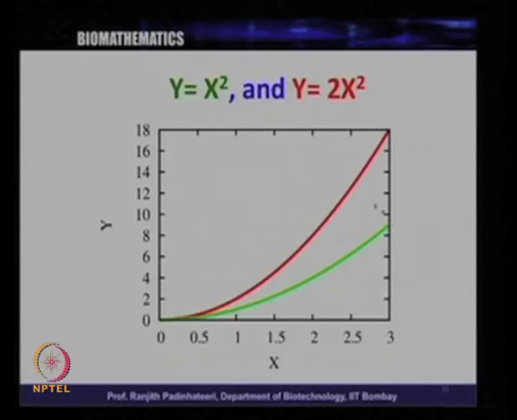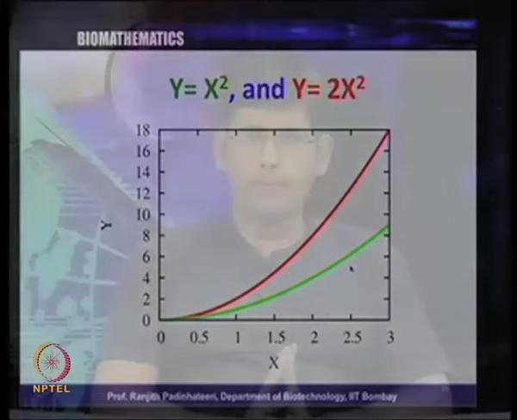Then, 2x square is at 18, because 2 times 9 is 18. So, this is at 18, but at 0, both x square and 2x square are 0 values. So, starting from the same point 0, they diverge, they go to different values as we go along the x axis. So, this is the comparison of y equal to x square and y equal to 2x square.